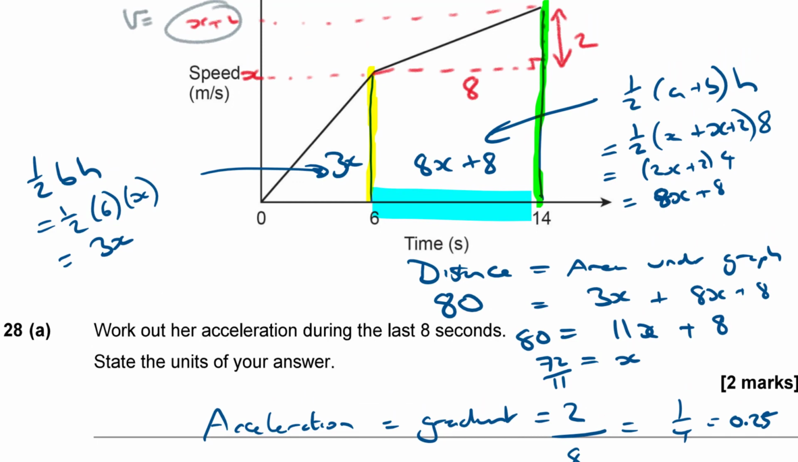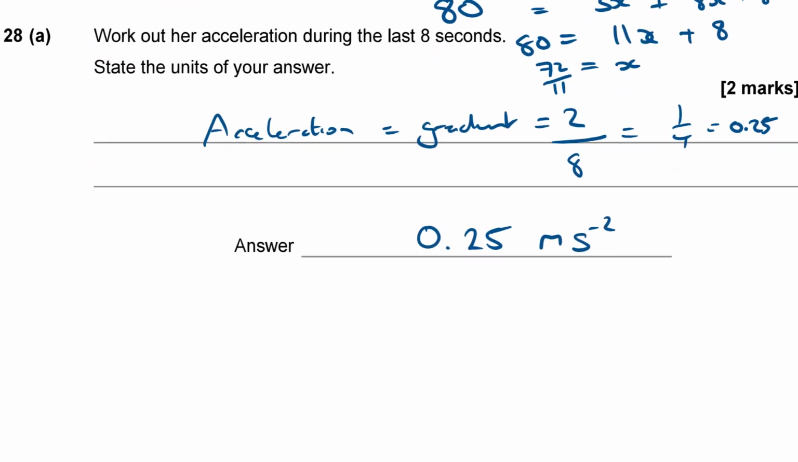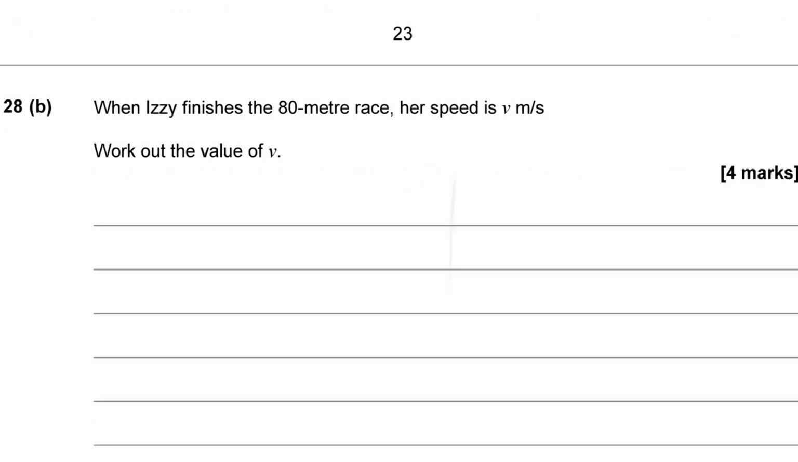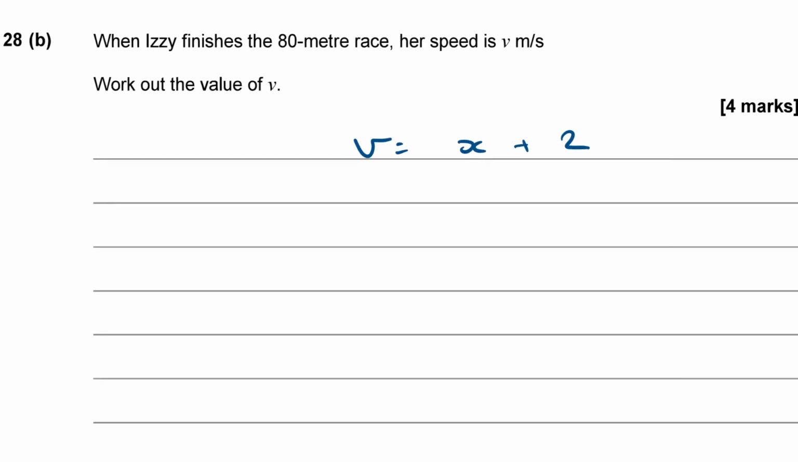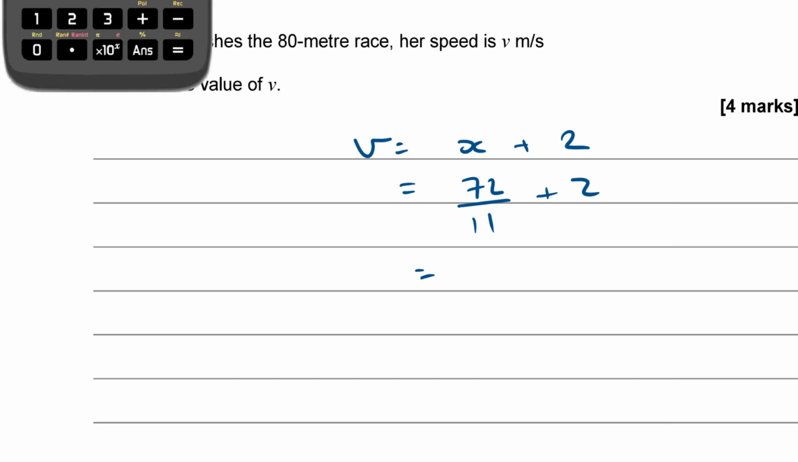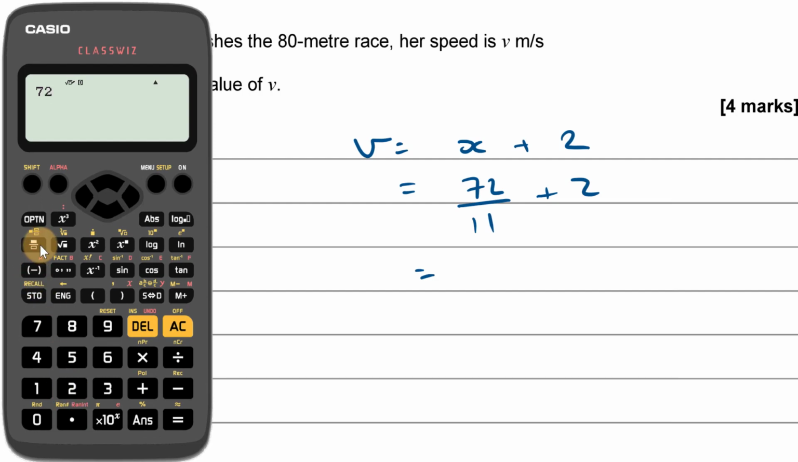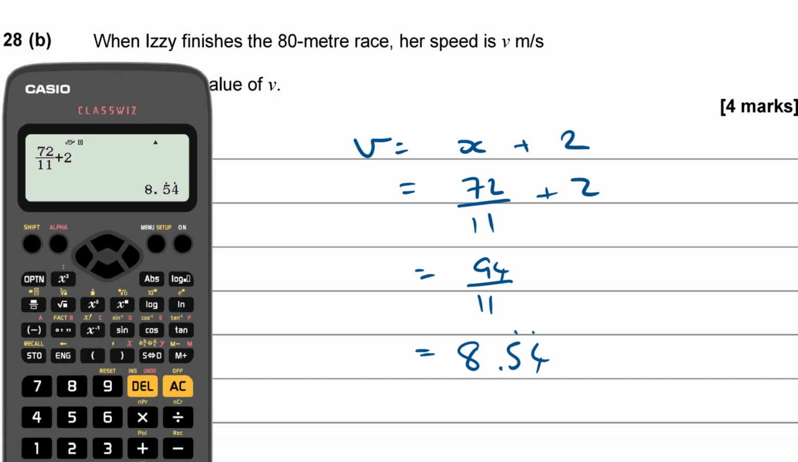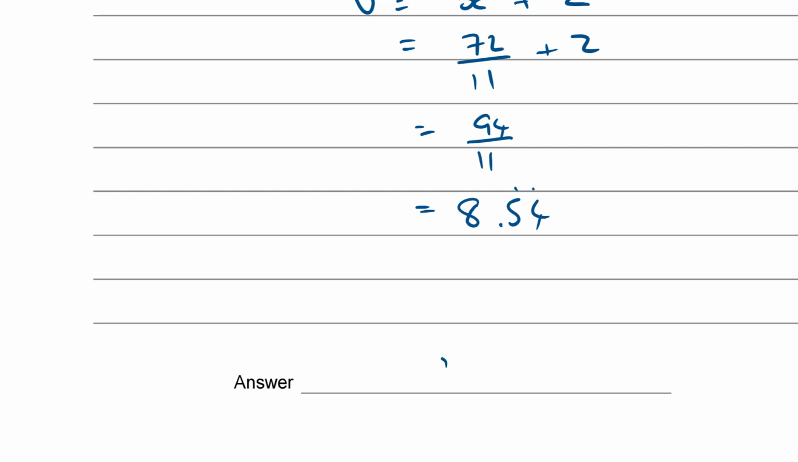Remember I wanted to find v though, which is x plus 2. So I need to add 2 to that. So v is equal to my x plus 2, so I said it was 72 over 11 plus 2. What is 72 over 11 plus 2? That's 94 over 11. What's that then? 8.54 recurring. So 8.5454, I'm just going to round that off to 8.55 meters per second, because it's velocity. 8.55.